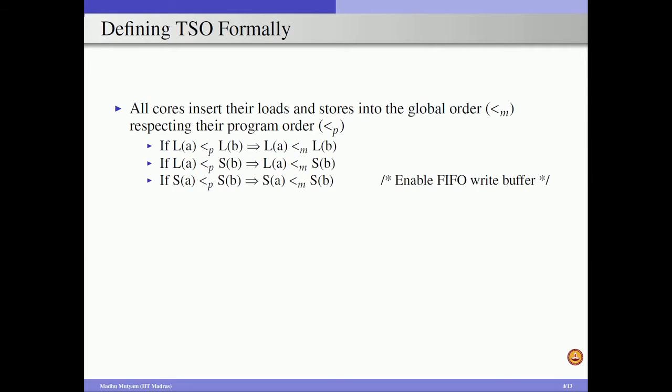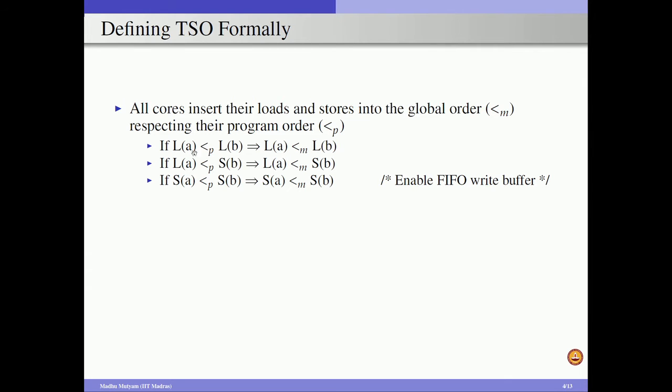So now we will formally define the TSO, total store order memory consistency model. Here the TSO says all the cores insert their loads and stores into the global order respecting their program order. So each of the cores will insert their load and store instructions in the program order, especially when we are dealing with load to load, load to store, store to store. So that is what is given.